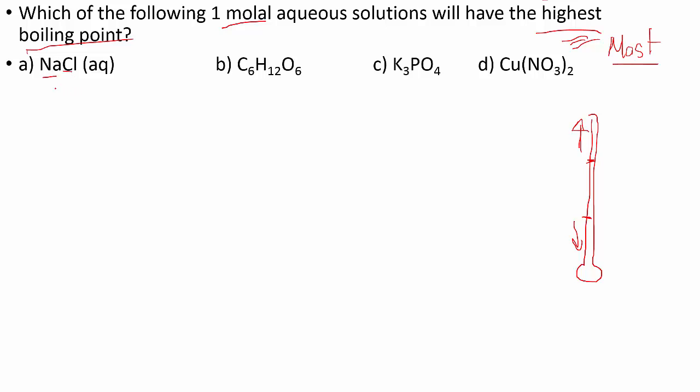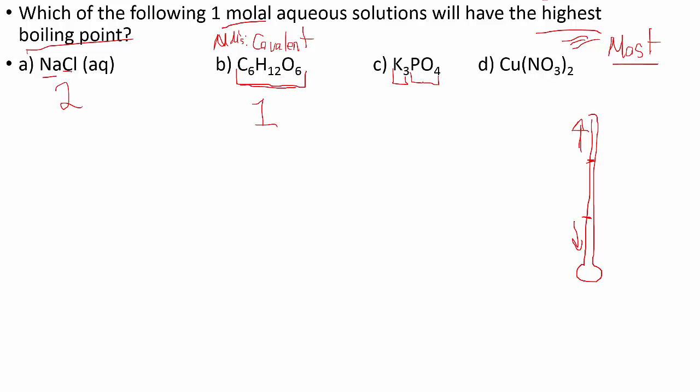NaCl is going to break up into 2 particles. C6H12O6, well, I know that this is a covalent molecule because it's only nonmetals. So it's covalent, which means it's a non-electrolyte, which means it's going to stick together and just stay as 1 particle.